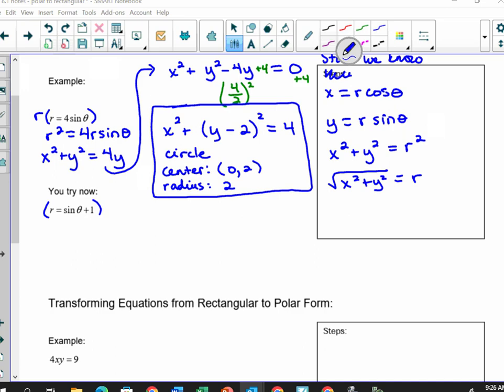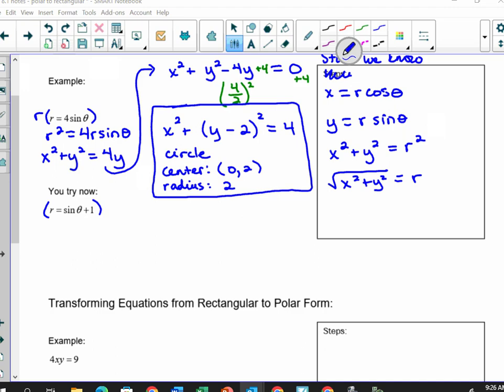I didn't even recognize them as circles. You'll get better at it, because next class you'll recognize that that polar equation is a circle from the beginning. You're going to be like, oh, r equals 4 sine theta, I know that's a circle. It's a circle centered on the y-axis, radius 2. x minus h quantity squared plus y minus k quantity squared equals r squared.